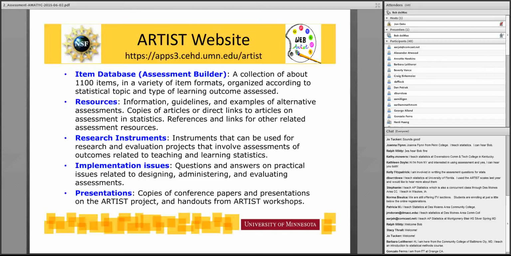All right, now kind of moving out of the best practices phase, and just a little overview of the ARTIST website, a website I helped to develop.